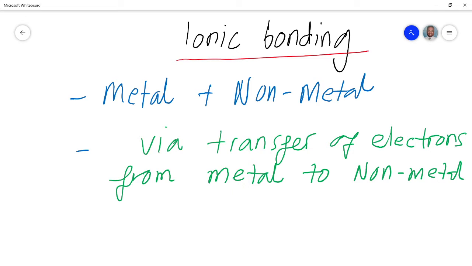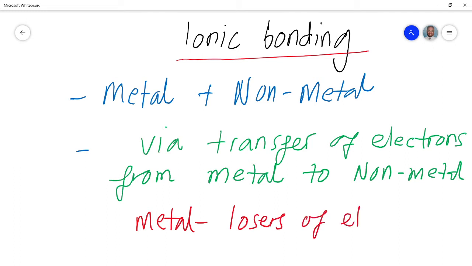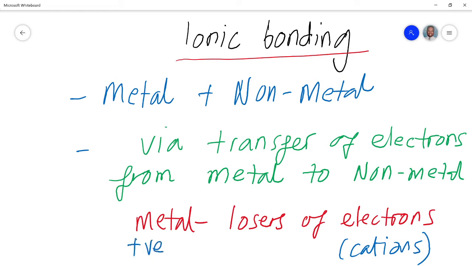Now if you remember from the previous videos, metals by nature are losers of electrons. They lose electrons and therefore are referred to as cations. So metals lose electrons, are cations, and are therefore positively charged.